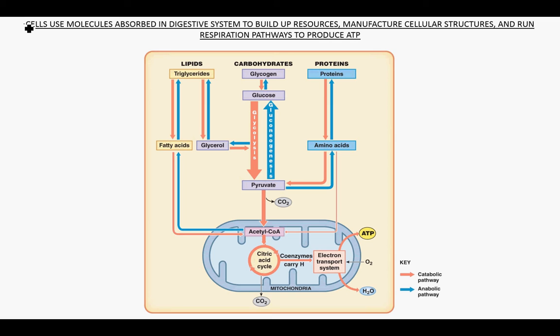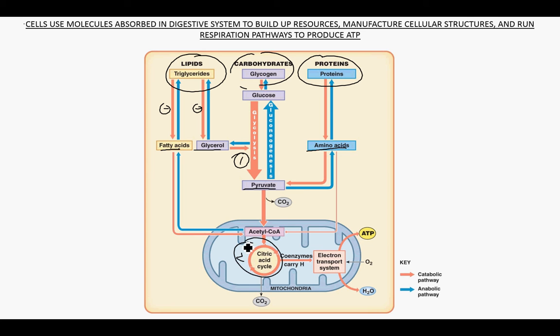Cells use molecules absorbed in the digestive system to build up resources, manufacture cellular processes, and run respiration pathways to produce ATP. What you should see here, again, is that lipids, carbs, and proteins can be used in catabolic reactions to make fatty acids, glycerol, pyruvate, these amino acids. They can all eventually feed into this central system right here, glycolysis. The second one, citric acid, inside the mitochondrion. And the third, electron transport. Okay? We're going to see this diagram a little bit more specifically when we talk about carbohydrate metabolism.